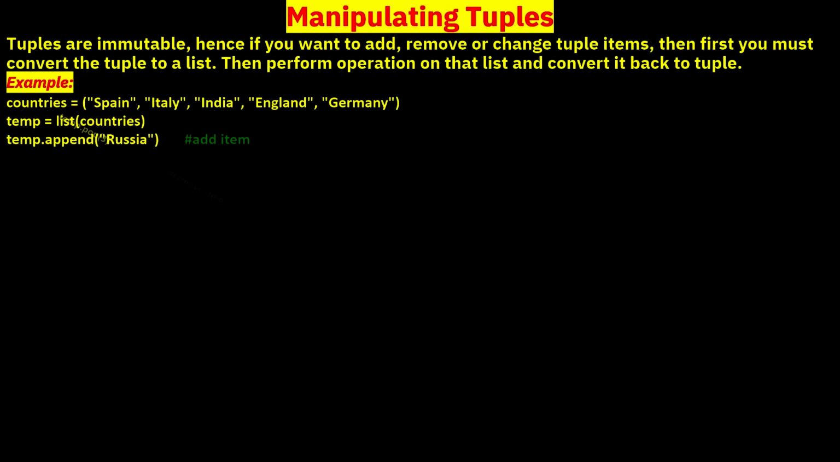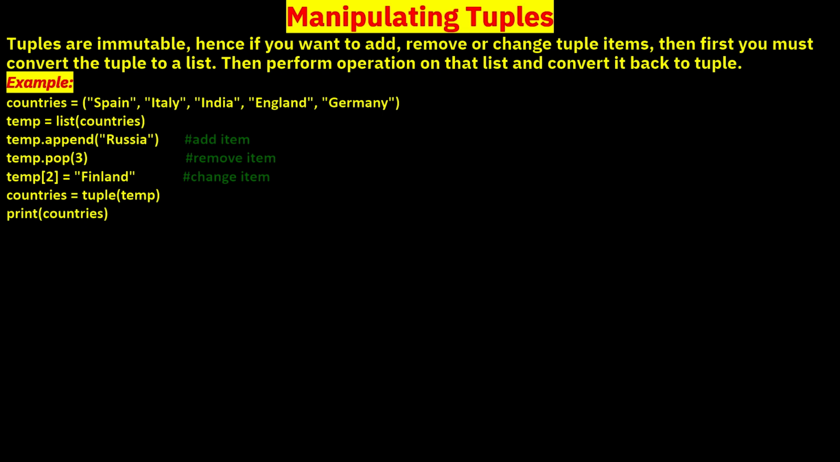Then perform the operation on that list and convert it back to a tuple. Example. countries = ("Spain", "Italy", "India", "England", "Germany"). temp = list(countries). temp.append("Russia") #add item. temp.pop(3) #remove item.